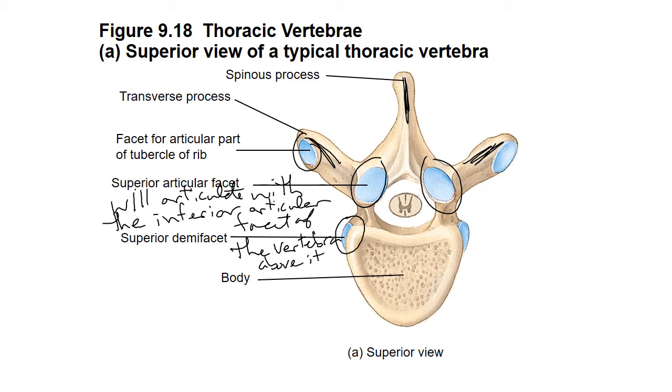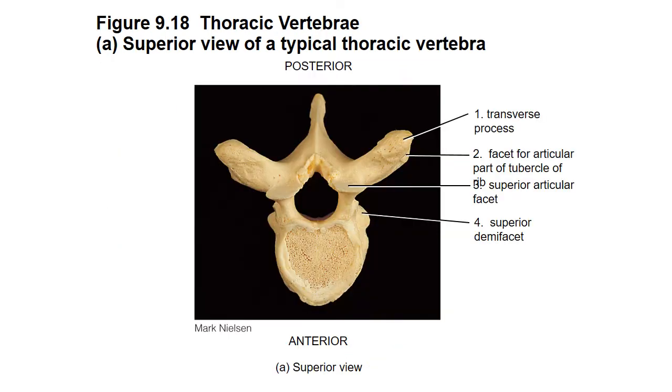Next slide. So here's an actual photograph of an actual vertebra, transverse process, there, here, spinous process, the vertebral foramen body, superior articular facet here, and superior demifacet, and a facet for the tubercle of the rib on both sides here. Next slide.